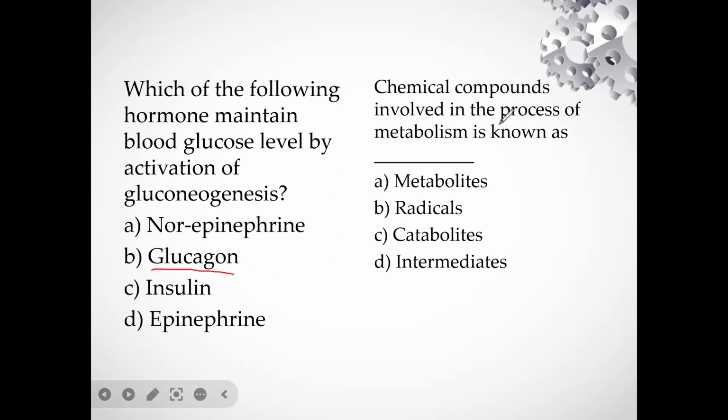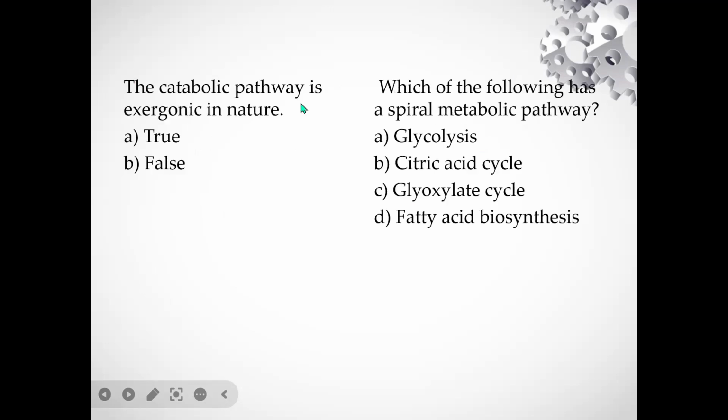Then the chemical compounds involved in the process of metabolism, the molecules that are used during metabolism, are called metabolites. And then next, let's look at another question. The catabolic pathways are hexagonic in nature, true or false? The answer is true, because we have three types of metabolism. We have catabolism, anabolism, and amphibolism.